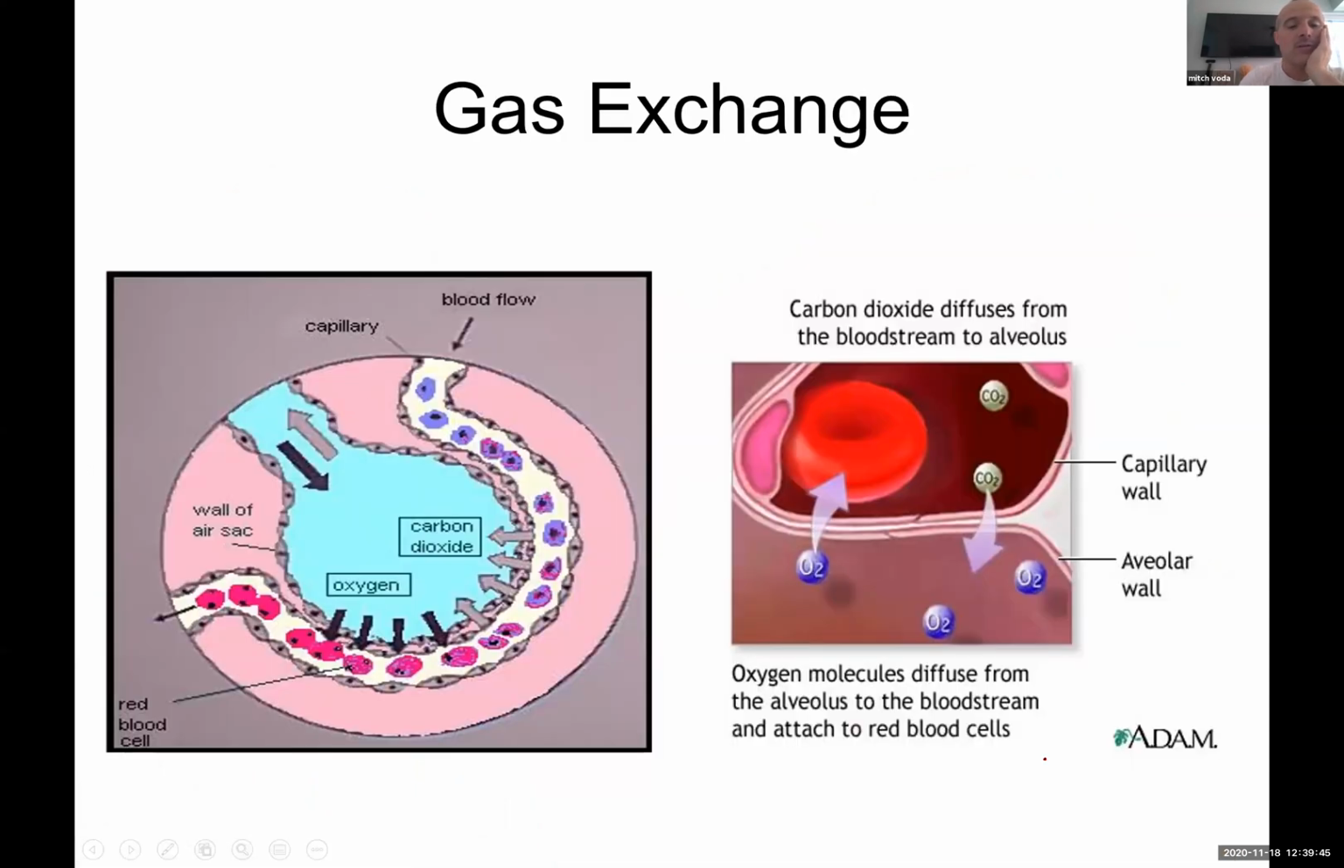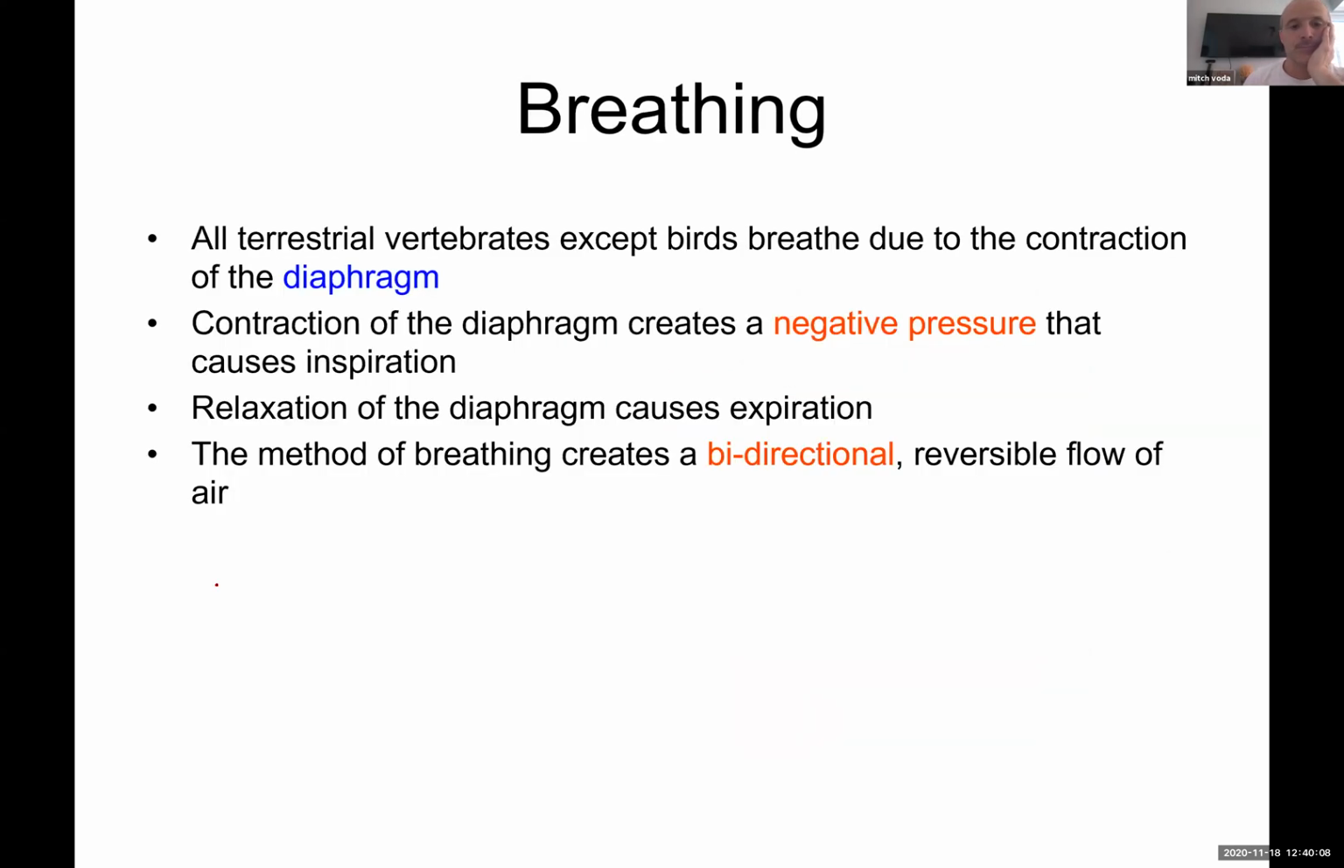Here you have another picture. This is what an alveolus looks like. It's an enlarged sac right here. Carbon dioxide moves out, oxygen moves into the blood vessel. This alveolus is part of the lungs. Here, if you notice, carbon dioxide and oxygen kind of mix, as I told you guys earlier.